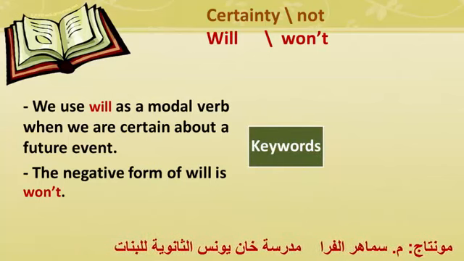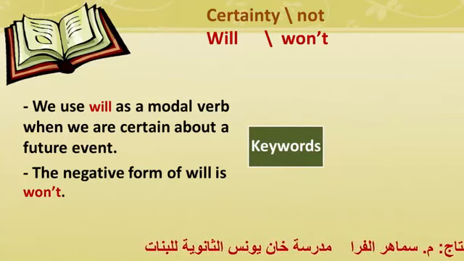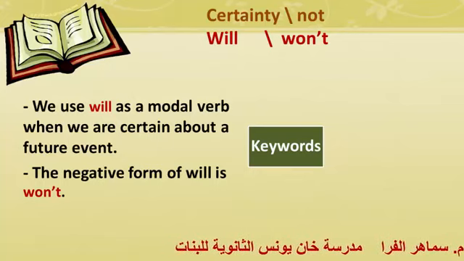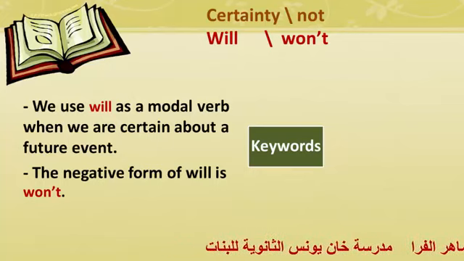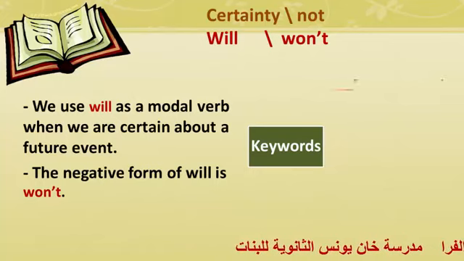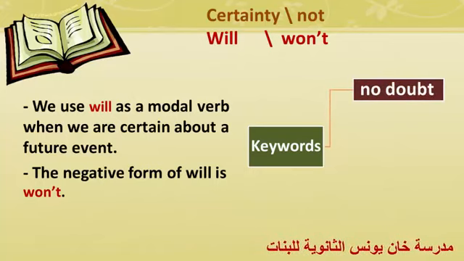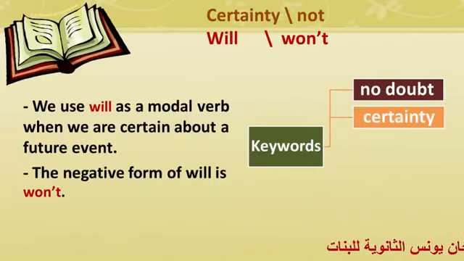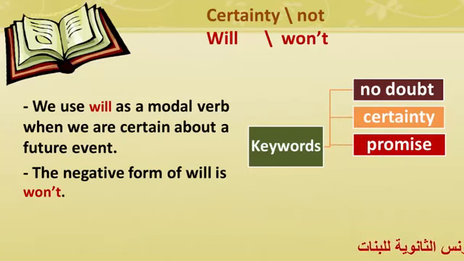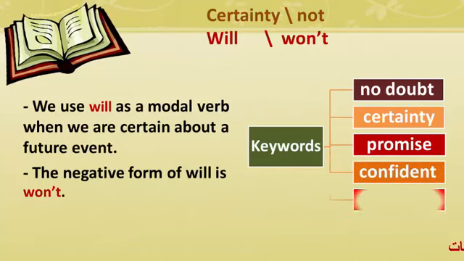And so there are many keywords in the statements or sentences that can help you judge that the needed verb for the sentence is will. They are: no doubt, certainty, promise. The verb promise is very popular in the final exams. Confident and sure. And sure is very popular in the final exam papers.